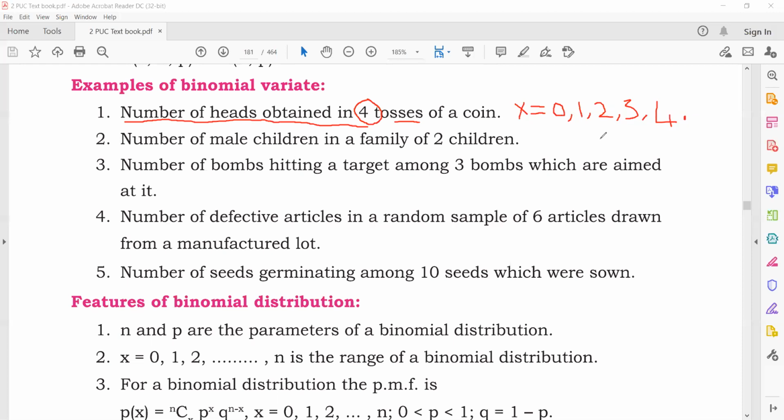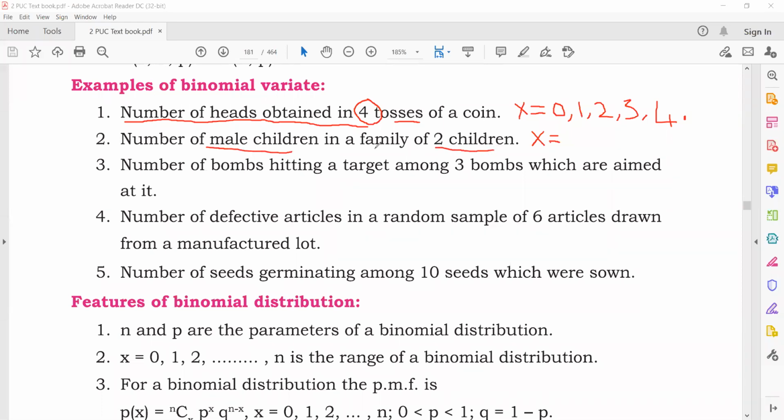So if I toss 6 coins, and you are modeling the distribution for the number of tails, the number of tails also takes the same values 0, 1, 2, 3, 4, 5, 6, because we are tossing 6 coins there. So these are all examples of binomial variate. And again, counting the number of male children in a family of 2 children.